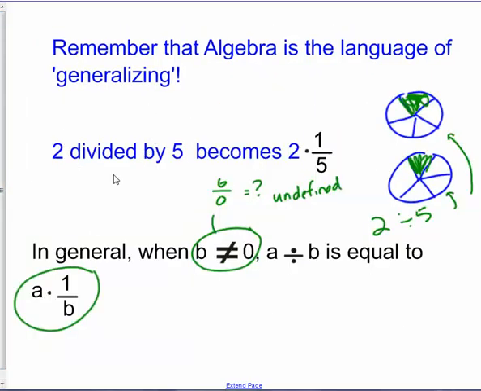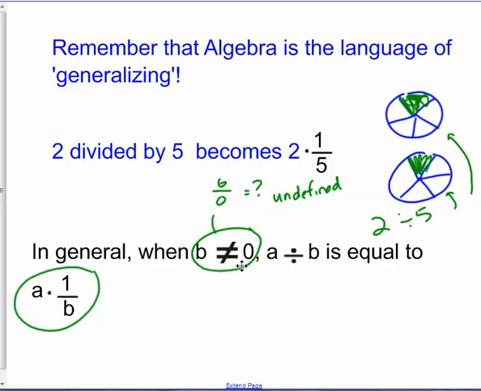So again, just like 2 divided by 5 becomes 2 groups of a fifth, in general, a divided by b is equal to a groups of 1 out of b. The denominator is the size of your piece. So if I have a candy bar that I split into 5 parts and I get 2 of them, that's 2 parts out of 5, or 2 groups of 1/5. So the size of your piece times the number of pieces.